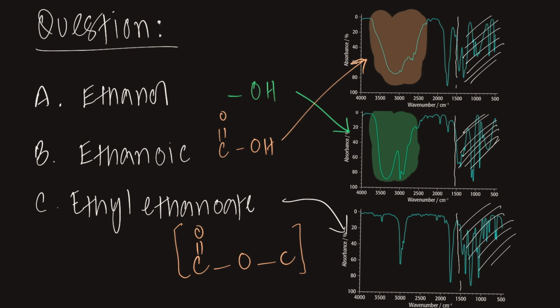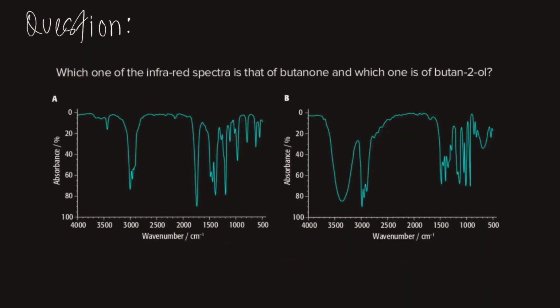Let's try doing more questions. Which of these is butanediol as opposed to butanone? Now, butanediol again will have that characteristic OH lobe in the spectrum, right? But butanone will only have a C=O spectrum, and butanone won't really have that OH spectrum.